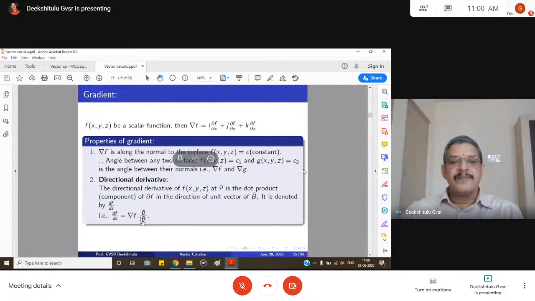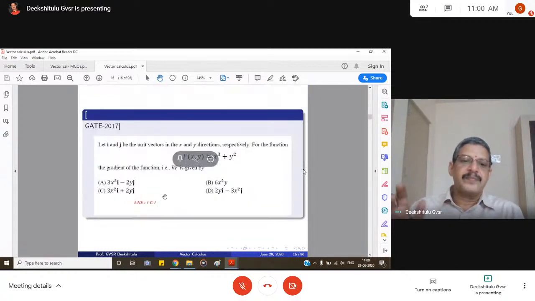It is the dot product of grad f with the unit vector of b bar. We want to find the directional derivative along b bar. We do a couple of problems to understand it in a better way.